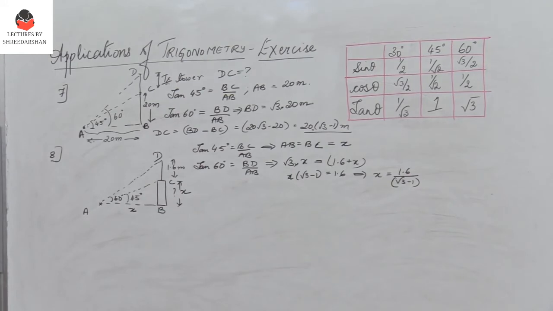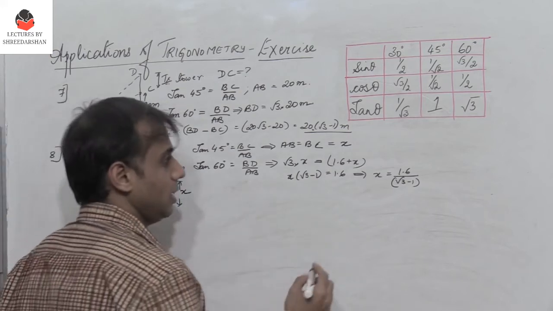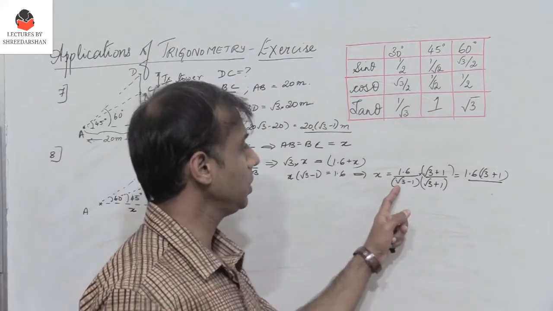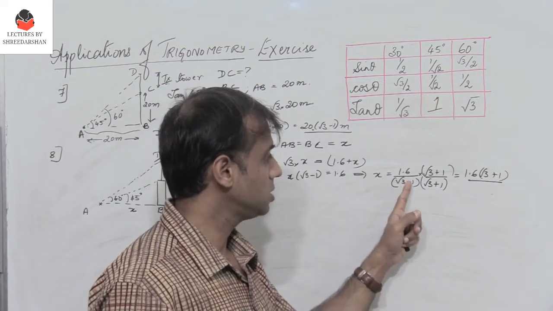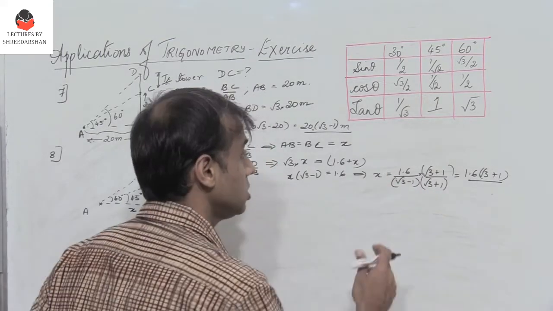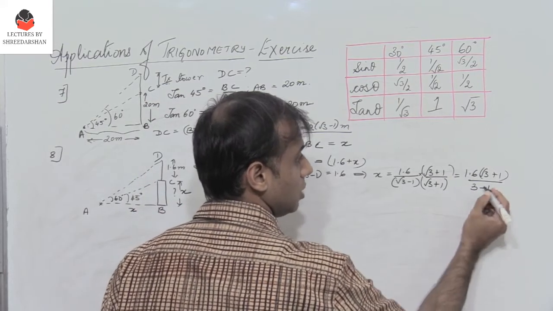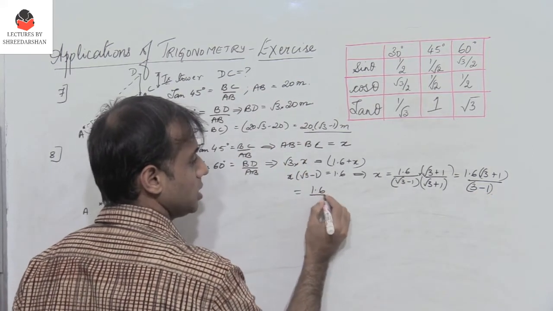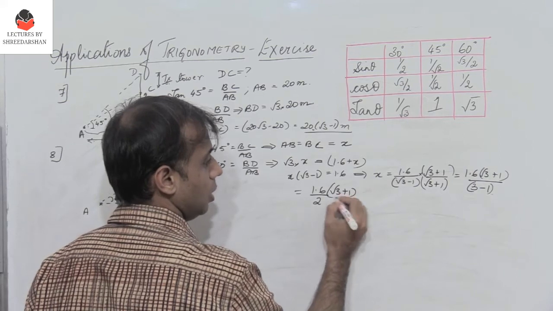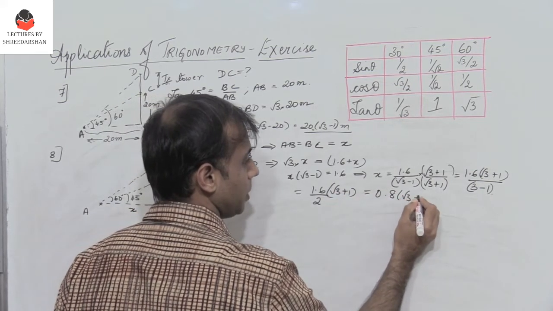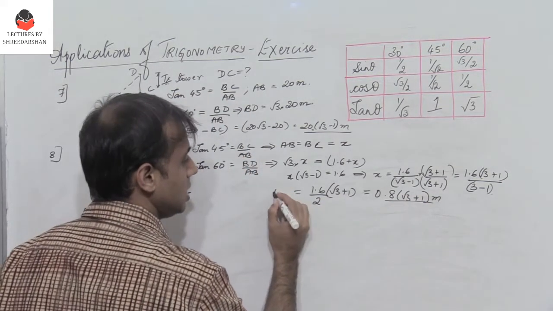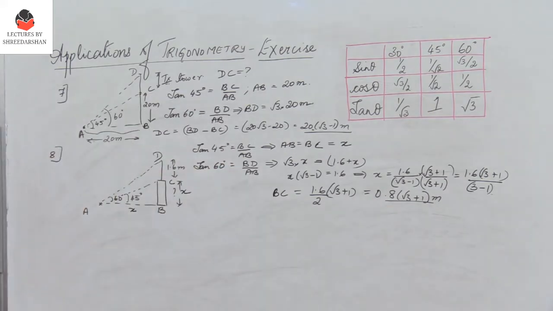Now we need to find the value of x, where x happens to be the height of the pedestal. So I rationalize this by multiplying and dividing by root 3 plus 1. This is of the form a minus b into a plus b, which is a square minus b square. a square is 3, minus b square is 1, so I get 3 minus 1, which is 2. So I get 1.6 divided by 2 into root 3 plus 1, or it is 0.8 into root 3 plus 1 meters. This happens to be the height of the pedestal BC.